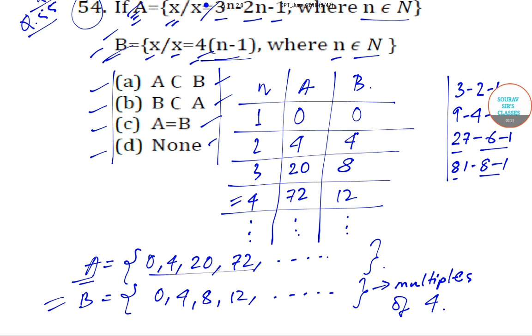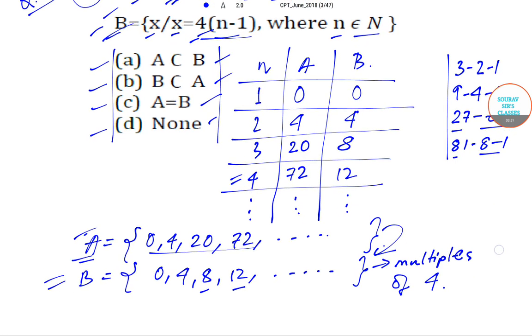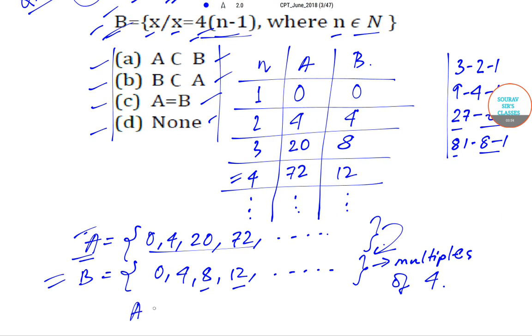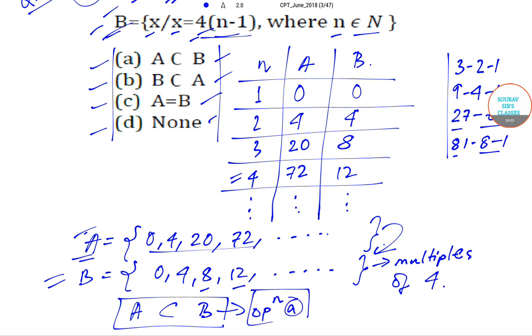But as you can see, all the values which are in set A are available in set B, but the values which are in set B, for example 8 and 12, are not available in set A. So we can therefore say that the set A is a subset of the set B, and that gives us that option A is the correct option. So option A over here is the correct option.